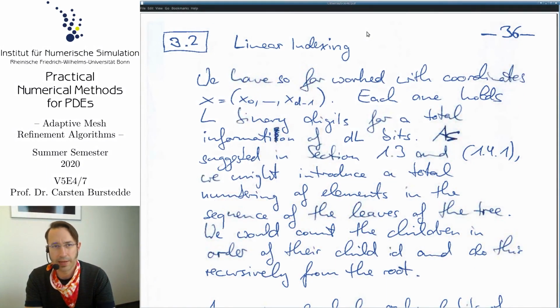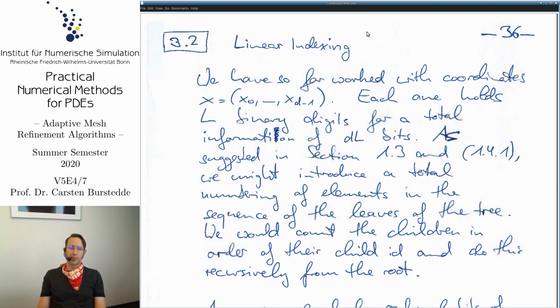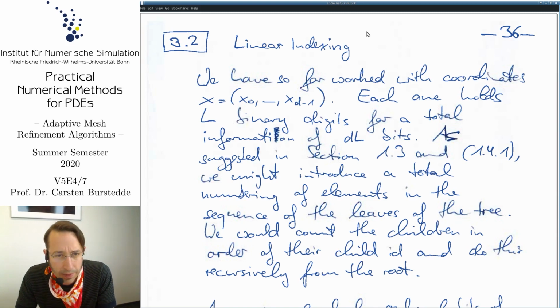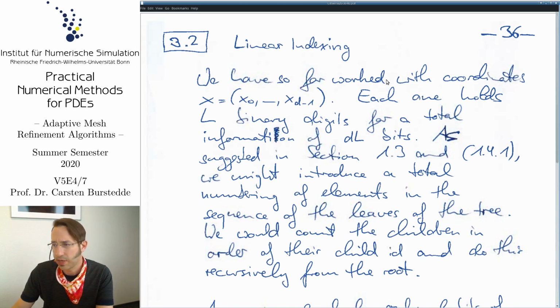So this is again called linear indexing. So far, what have we done? For each dimension, we have used the coordinate x0 to xd minus 1, d being the space dimension, and each one holds L binary digits. So the total information is d times L bits, which, if L is 20 or 30, is 60 or 90 in 3 dimensions. So we could, of course, create a total numbering of these elements and just index by a number between 0 and 2^(dL) exclusive. So let's do that.